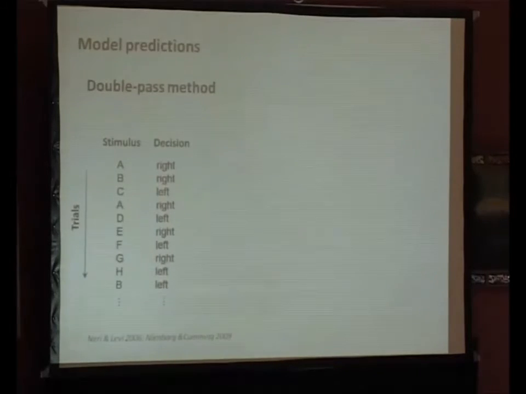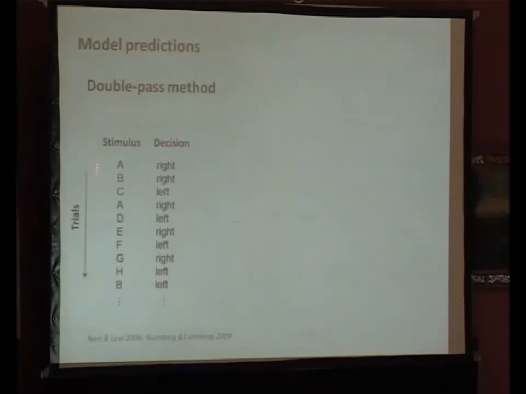So prediction 3 will be again about the stimulus fluctuations, and then I go to predictions related to the top-down signal. And for this prediction, I have to first introduce the double pass method used in psychophysics. Basically, it's a very simple idea where you repeat one stimulus.